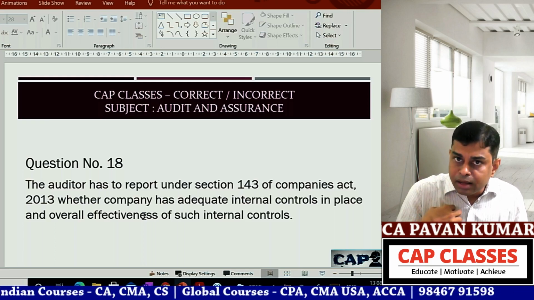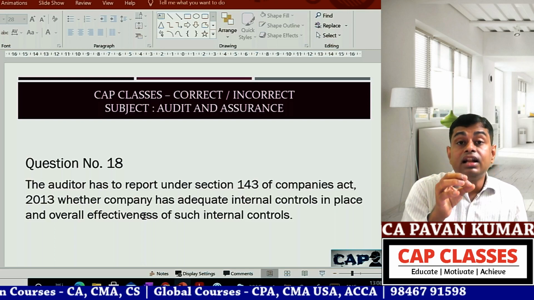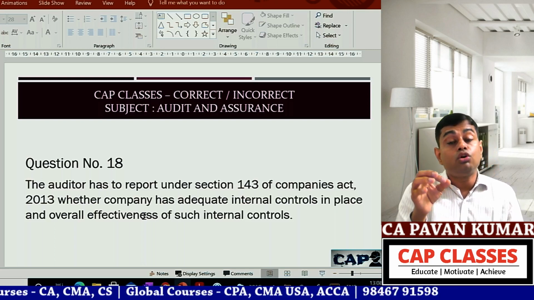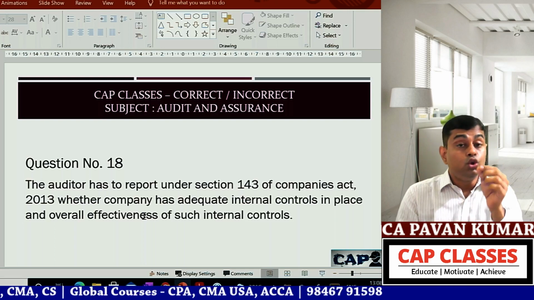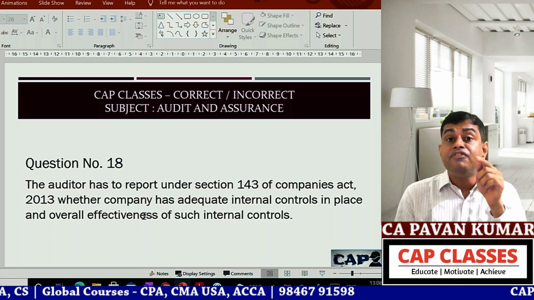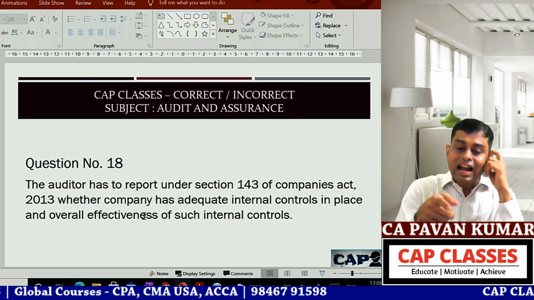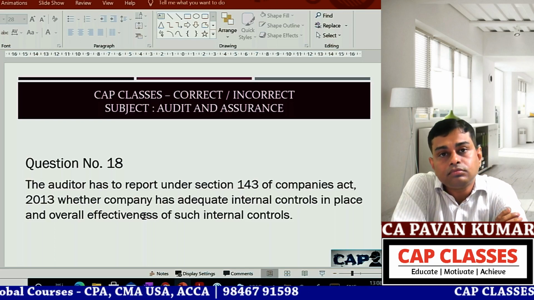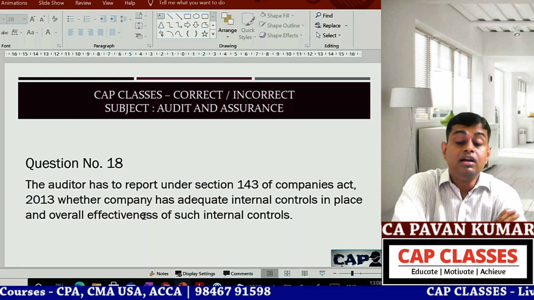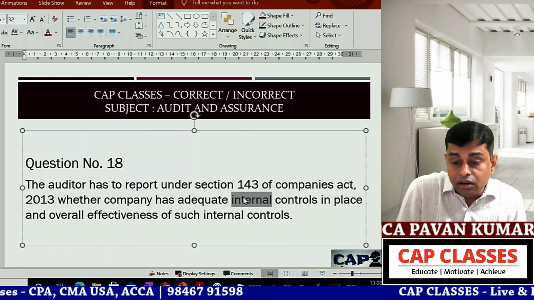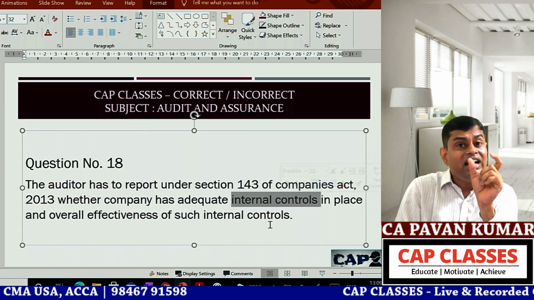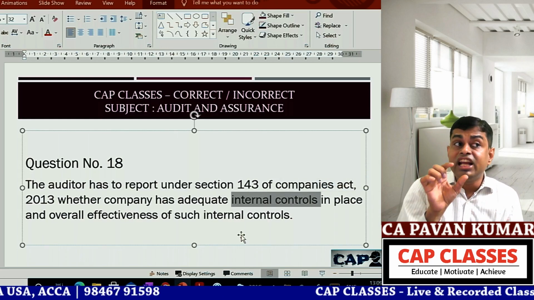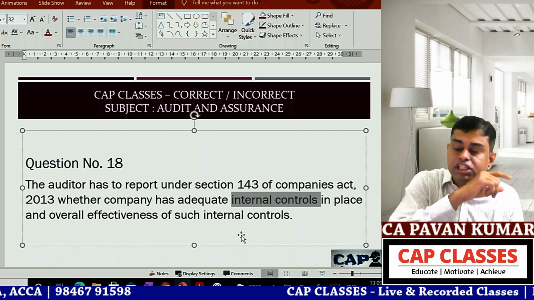I am more concerned about the internal financial controls on financial reporting. That means those controls which will affect the financial statements. That I have to verify and report. But here they asked the word internal control. So what is missing from this internal controls they have given? If they give internal financial controls, the question is right.